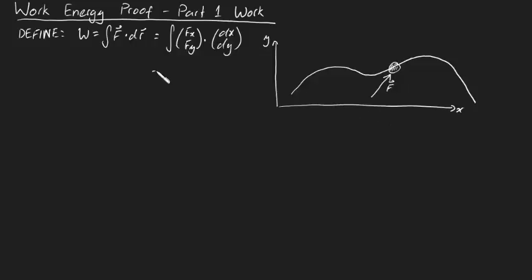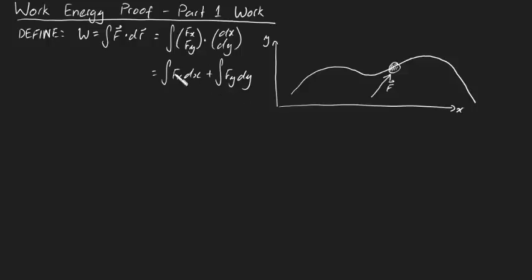Now, in case you don't remember how to evaluate the dot product, remember all you do is you multiply the first 2 terms, and then you add that to the multiplication of the second 2 terms. So this is going to be Fx dx plus Fy dy. And because this is an addition sign, we can actually put the integral around that right now.